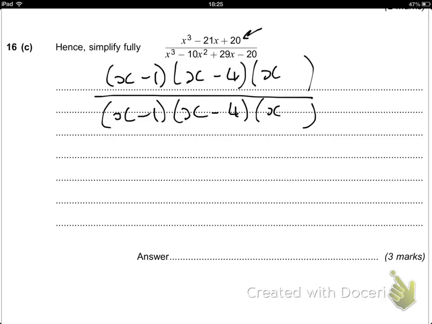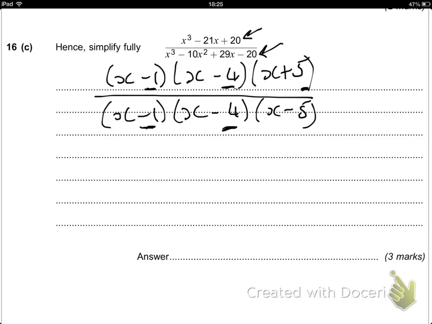Now if you have a look at the number without the x on, which is a 20, the number here, and the number here, and the number here all need to multiply together to make plus 20. Now if we do minus 1 times minus 4, that gives us plus 4. So to get from plus 4 to plus 20, you times by 5. If you have a look at the denominator here, you need to make minus 20. So on the denominator, minus 1 times minus 4 is plus 4. So what we need to multiply is minus 5.